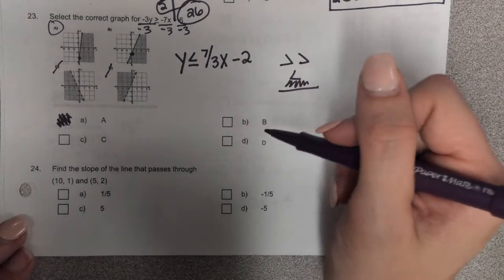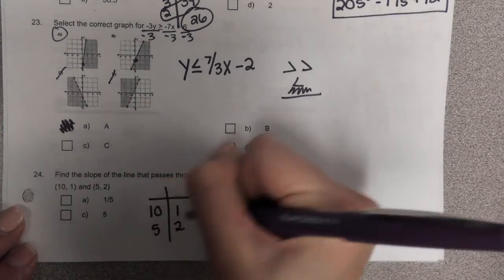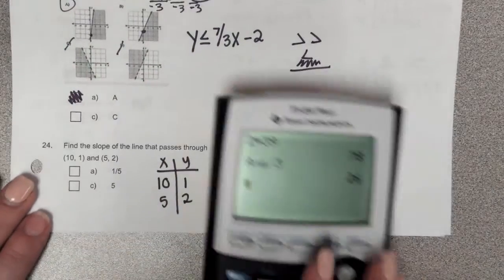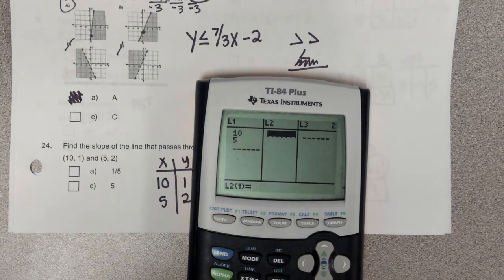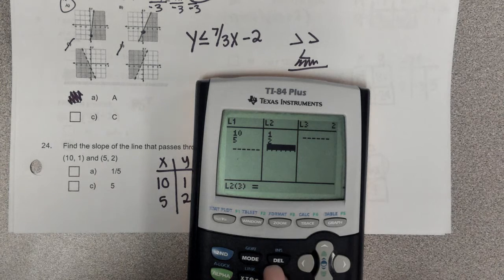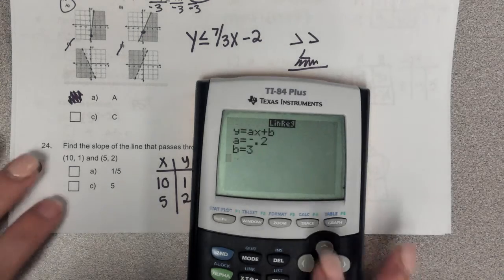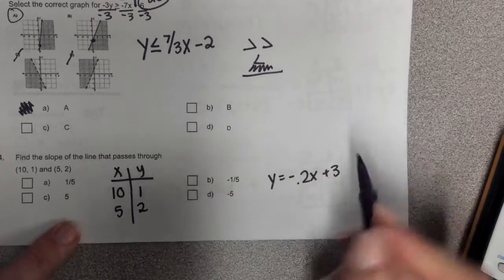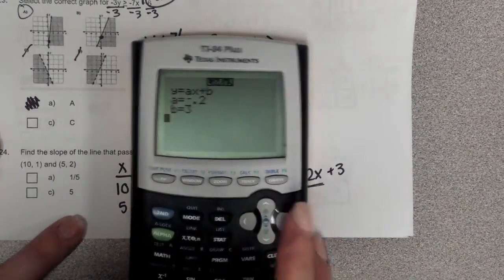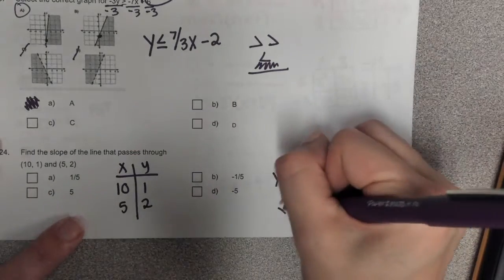All right, find the slope of the line that passes through these 2 points. I like to create tables, so 10(1) and 5(2). If you remember, you can do this in Stat. Stat, edit, we're typing in our points. Then you click Stat, right, 4, because this is a line. So it's y equals negative 0.2x plus 3. It's asking for the slope, so negative 0.2. Math, enter, enter. That means negative 1/5.